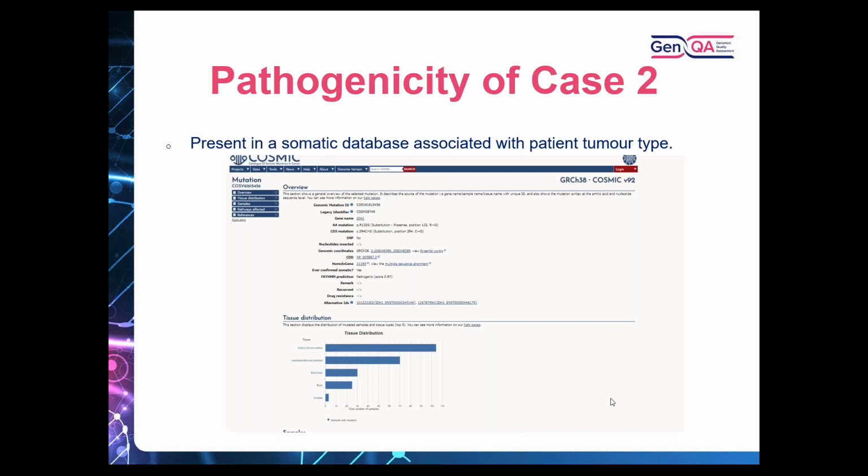Thanks, Jenny. So with case 2, the variant that was reported was present in a somatic database associated with patient tumour type. The Arg132Gly variant is reported frequently in CNS and brain tumours. It's a well-established hotspot change in IDH1. And you can see it's also reported in COSMIC in bile duct tumours, of which cholangiocarcinoma is one, relatively frequently as well. Together with that, this variant had a high pathogenicity score that's well established. Next slide, please.